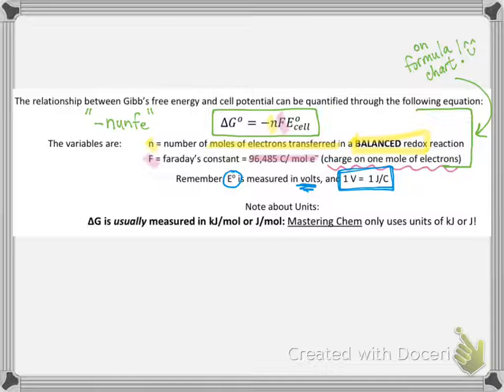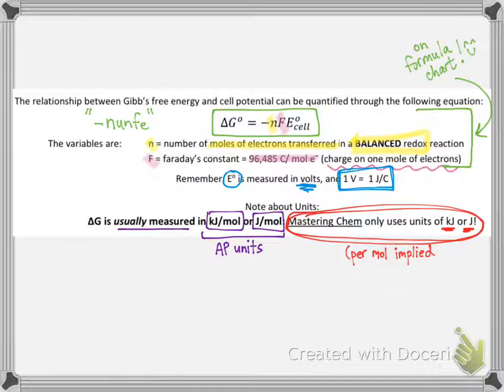Okay, notes about units. Delta G is measured in kilojoules per mole. Sometimes joules per mole if it's small, but usually kilojoules per mole. So that's what you'll measure it in when we're practicing in class and when you're taking tests and quizzes, all that stuff. However, Mastering Chemistry uses the older units where the per mole is implied. So please make yourself a giant note here because this will mess you up if you don't remember. Okay, let's go ahead and take a look at how this equation works.